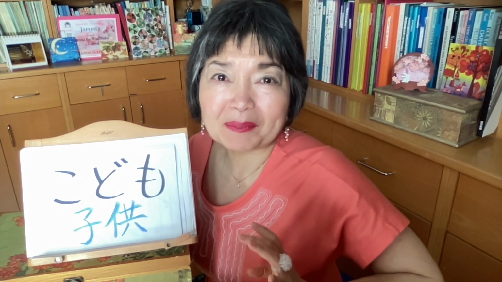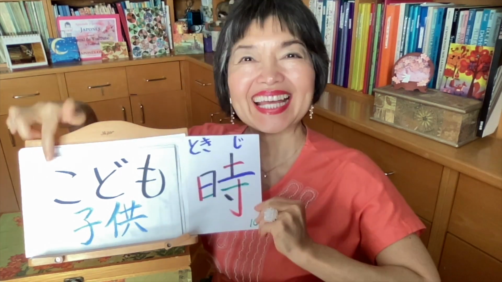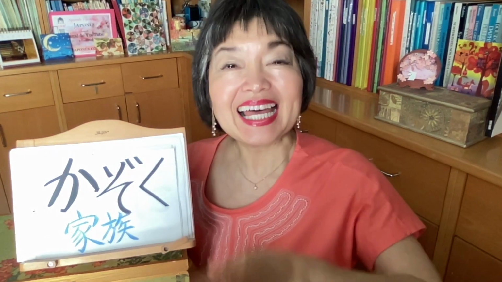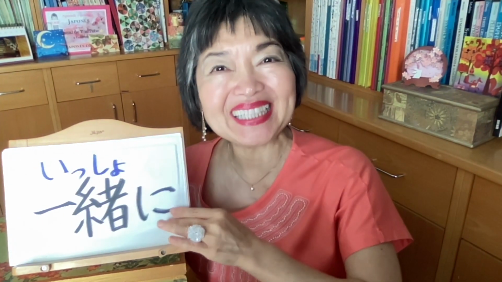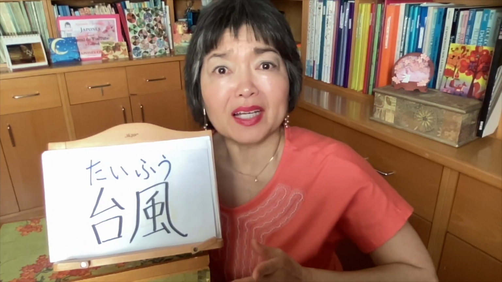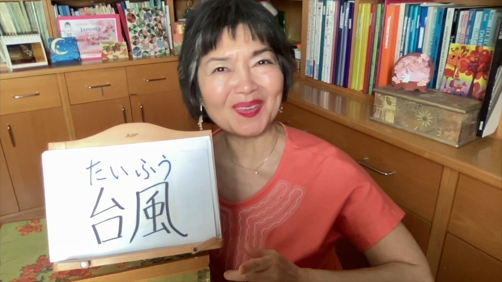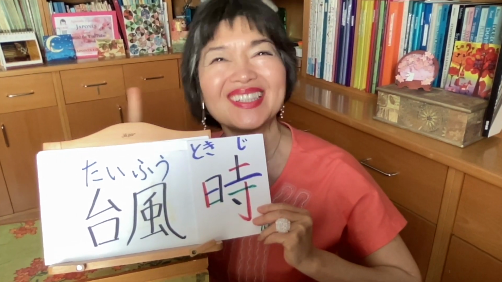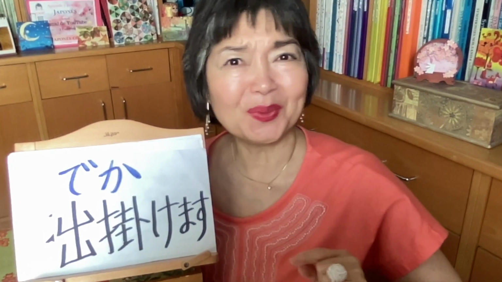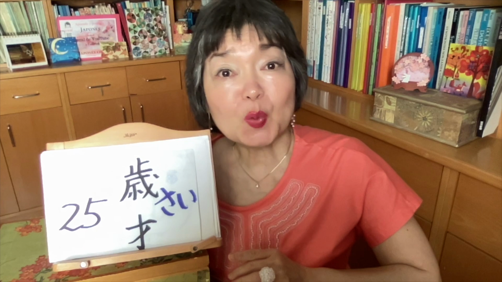child, I climbed Mount Fuji with my family. 子供の時、家族と一緒に富士山に登りました。At the time of a typhoon, I don't go out. 台風の時、出かけません。When I was 25 years old, I got married.